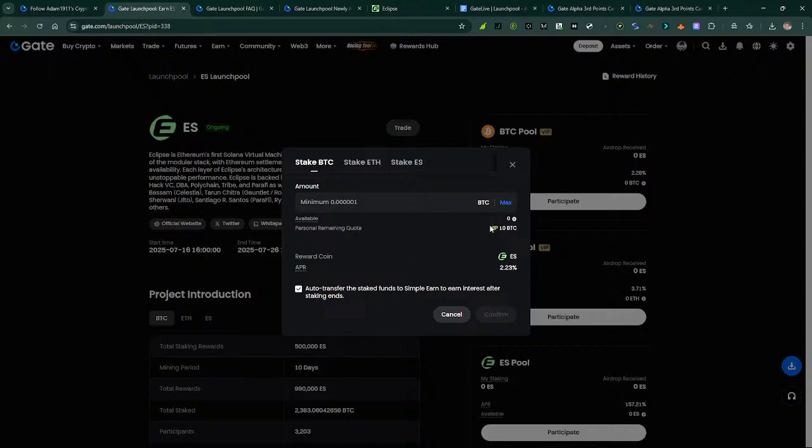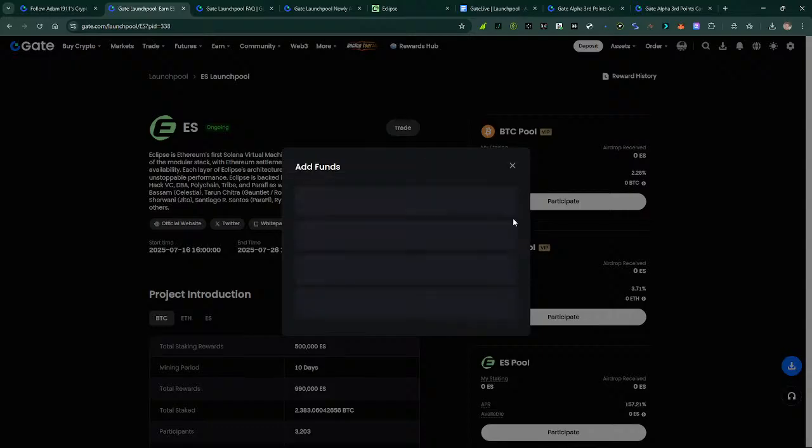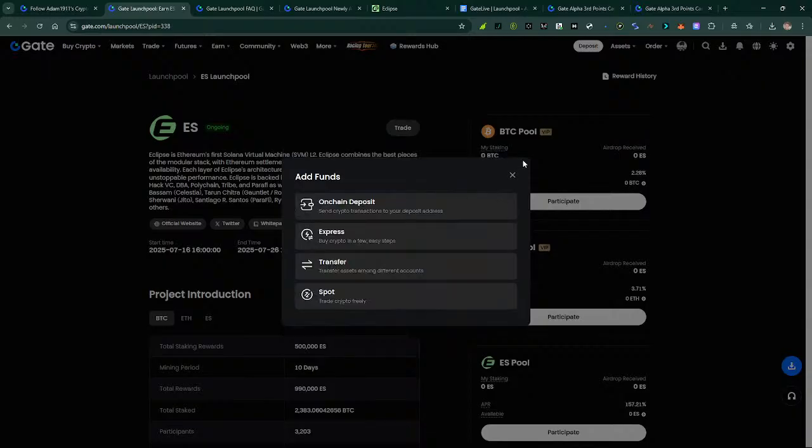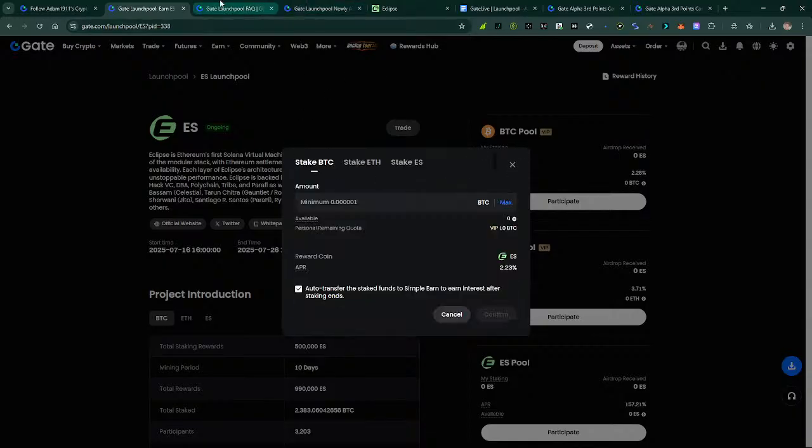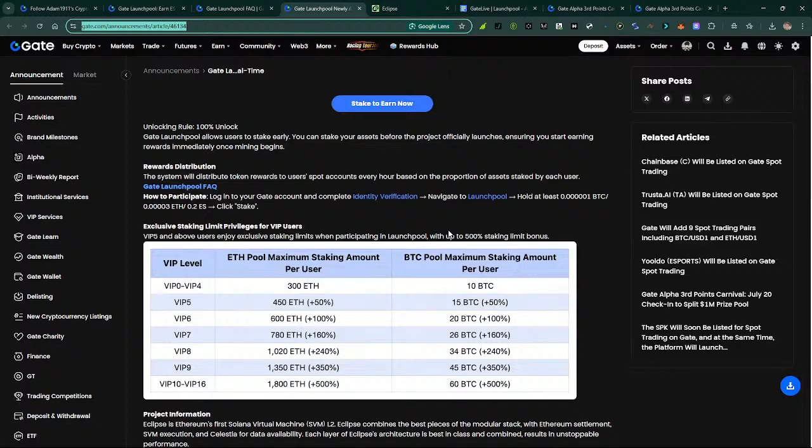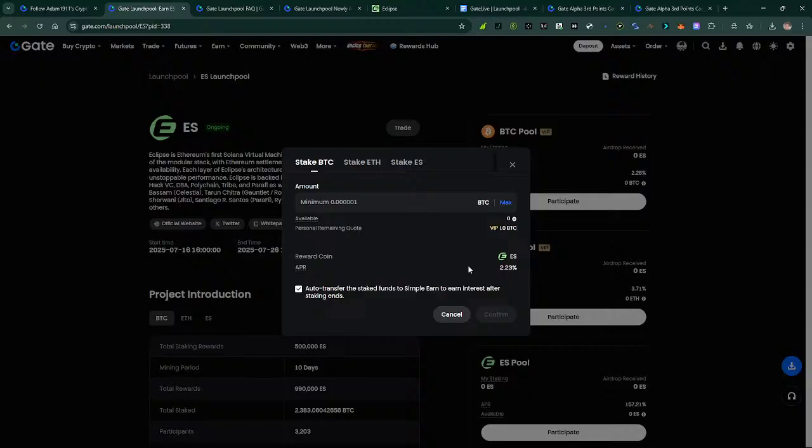Okay, and there are VIP parts available. I don't know if I get to see. Holy moly. So I guess the details are going to be shown in the official announcement. Let me see if we have it here. Yes, we have the details. So if you are from VIP 0 to VIP 4, this amount is not going to change. The APR is already, I have said that, 2.23%.